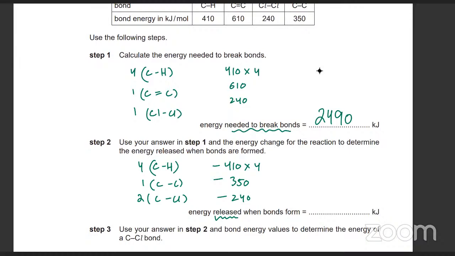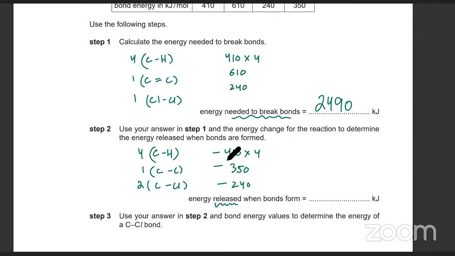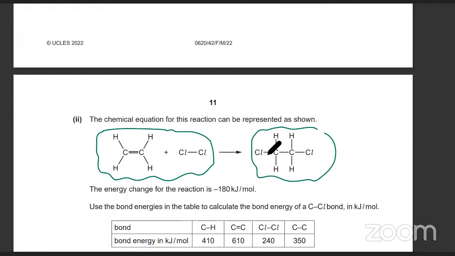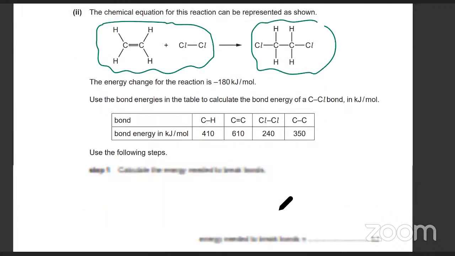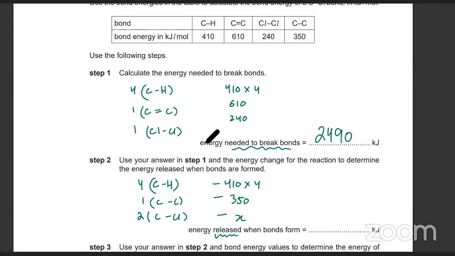But on this one you wrote 240 for the carbon to chlorine bond. You don't actually have that bond energy. We have a Cl-Cl bond, right? This one we don't know. C-Cl is not known, so I'm going to take that as X. So, use your answer to step one. Work out X first, because it's not given in the table over here. What do you get for this?